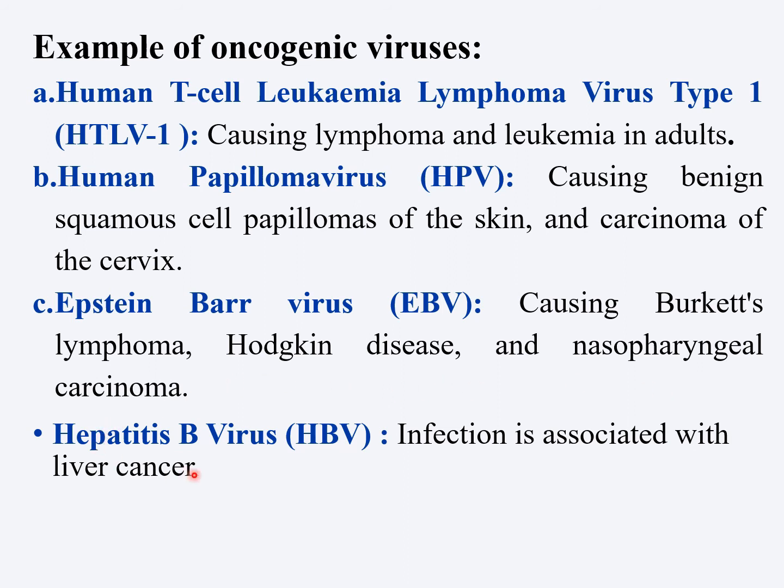Moreover, we have hepatitis B virus and hepatitis C. Both of them can result in liver carcinoma. These are the most important oncogenic viruses, but still we have more.